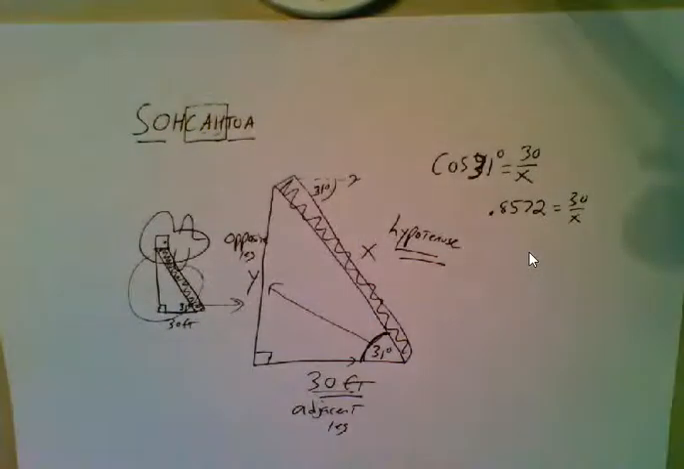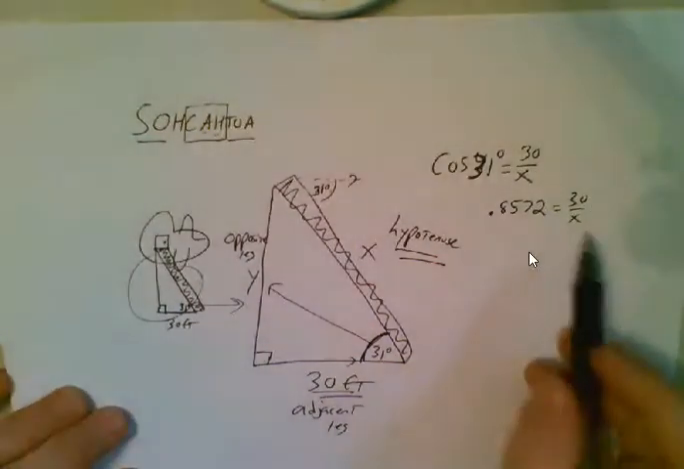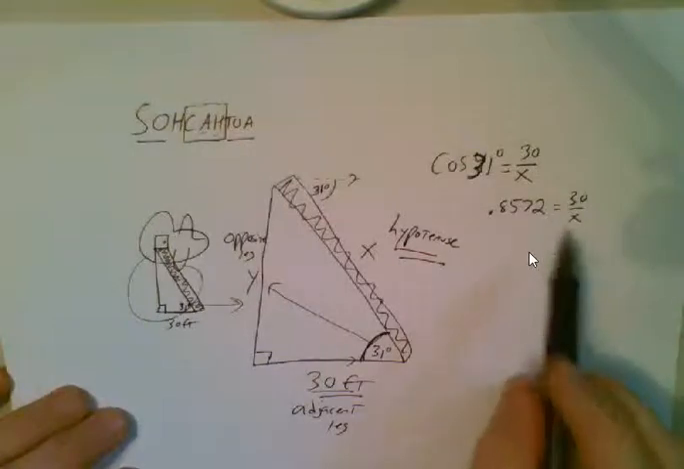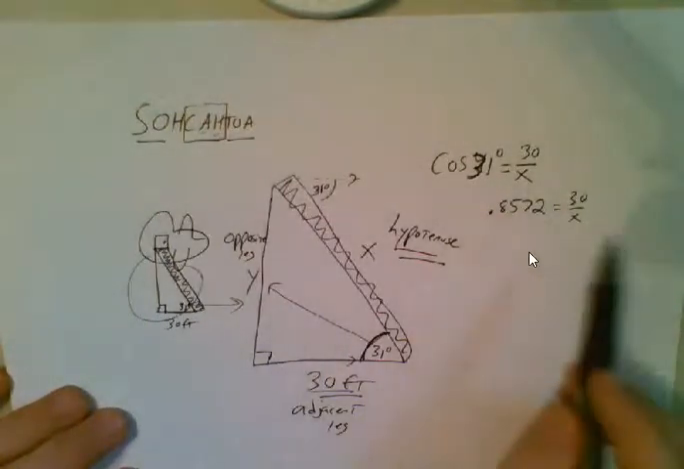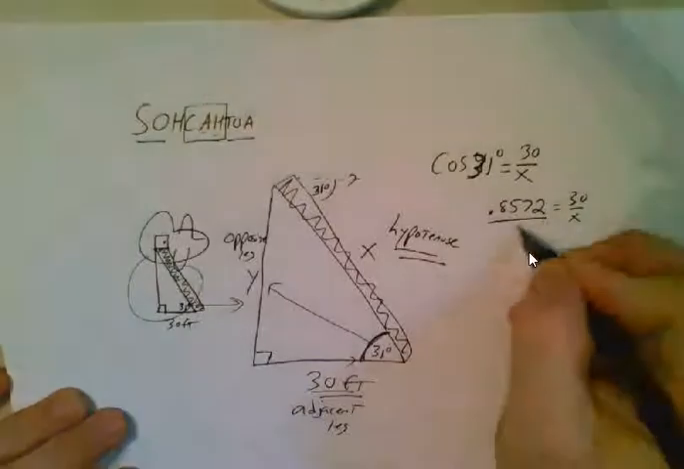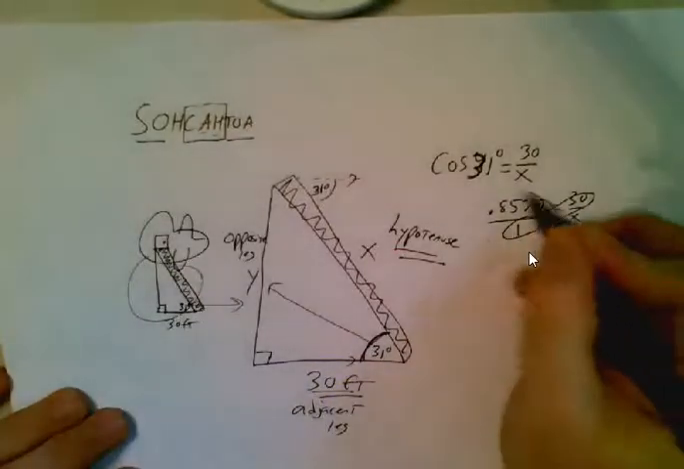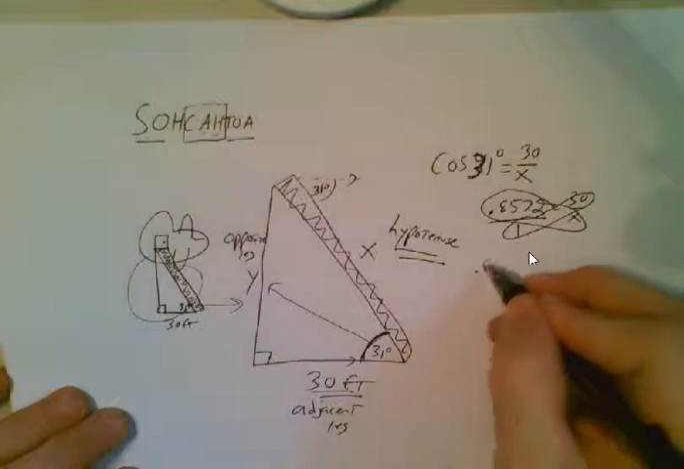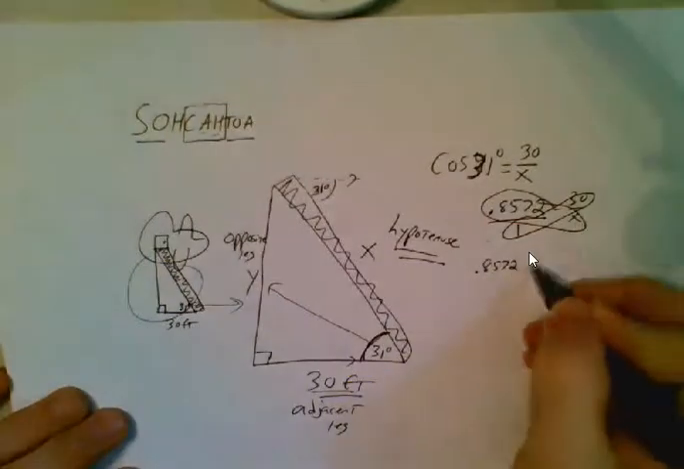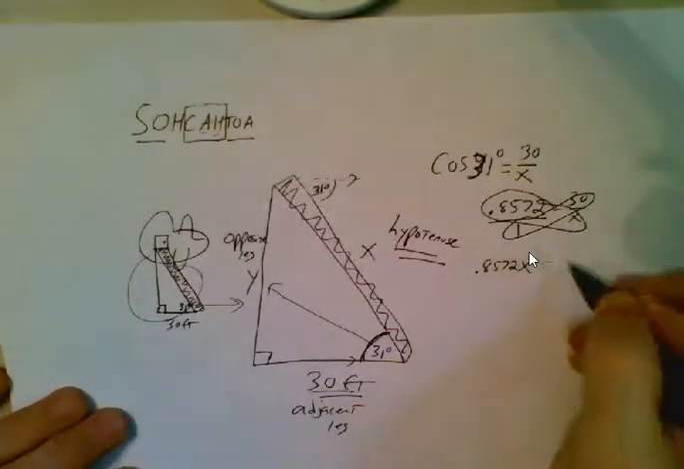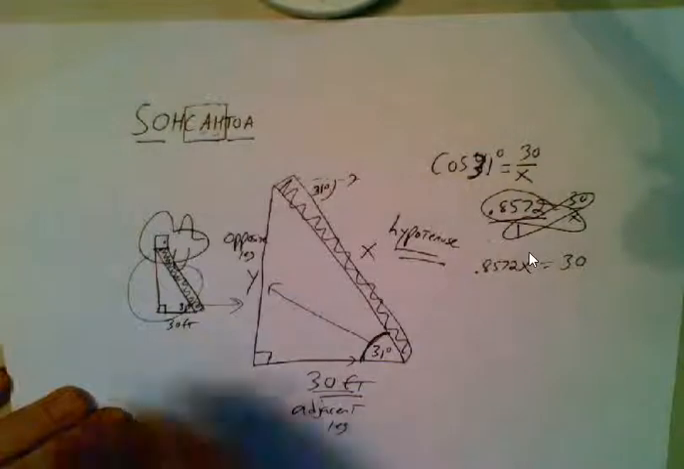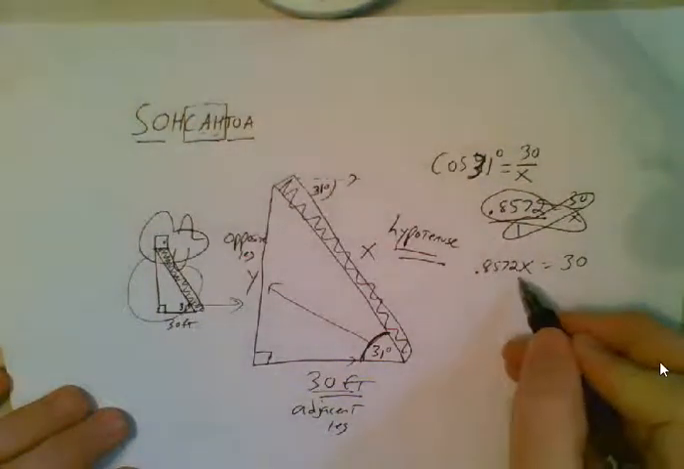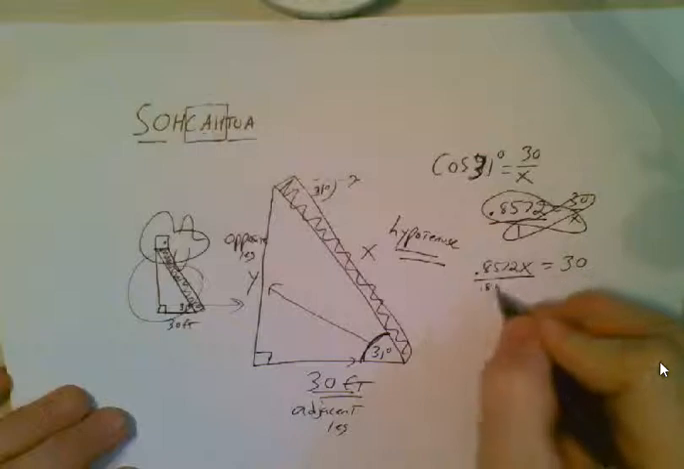And then I've said this many times. If you watch the other videos, it's going to sound like a broken record, because this is where some of you still get tripped up. If you're having trouble knowing when to multiply and when to divide, play it safe. Put this over 1 and cross multiply, and you'll never make that mistake. The 0.8572 actually goes with the x, equals 30 times 1, which is just 30. So we're not done yet. We have to solve for x, so we have to divide this by 0.8572.